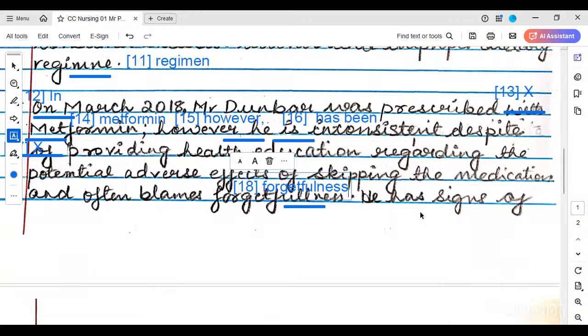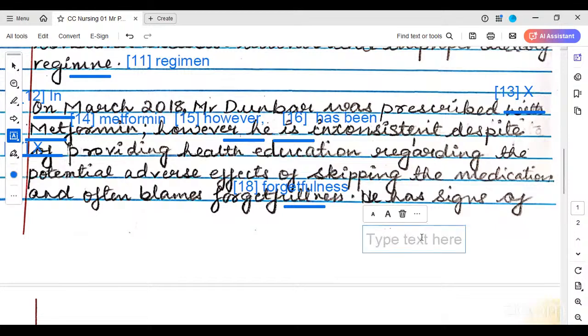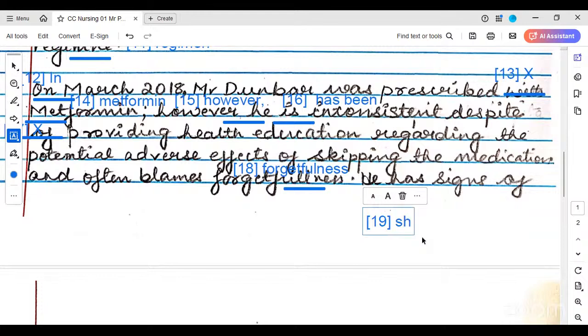Next one. He has signs of, or he has shown signs of. Okay, he has shown signs of. So 19. It's not he has signs, he has shown signs of. He has exhibited or he has shown. It should be he has shown. Right, so he has shown signs of. That is point number 19.